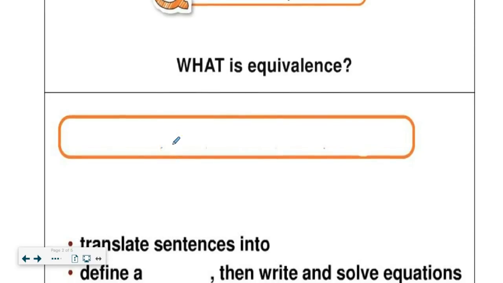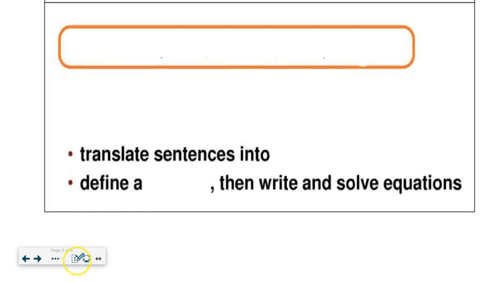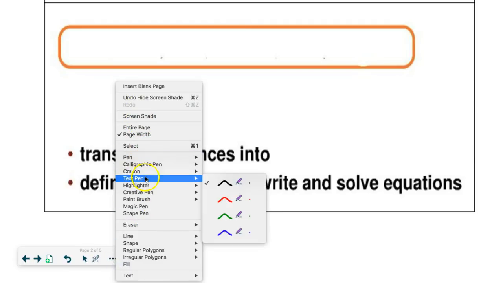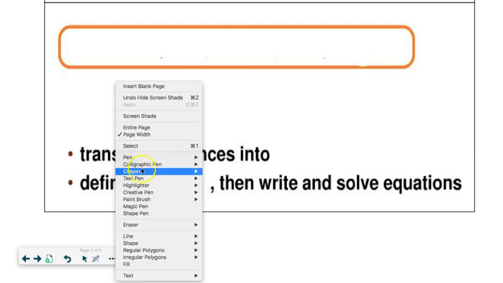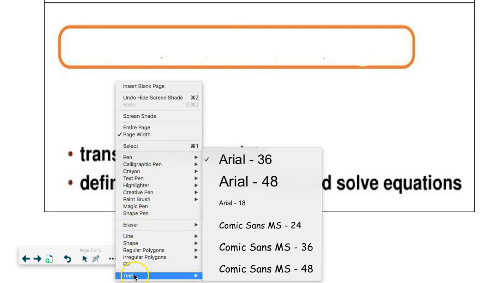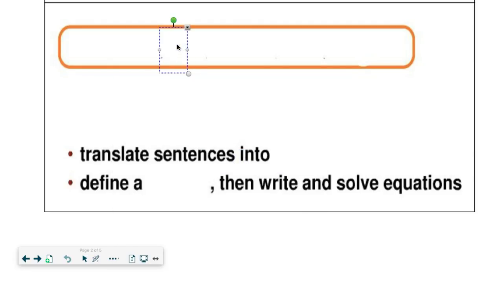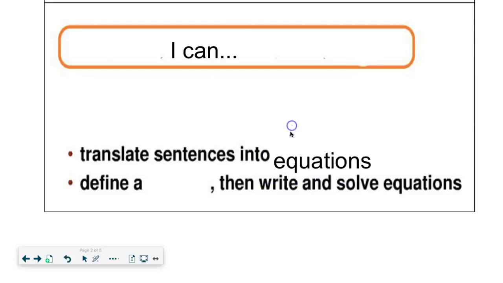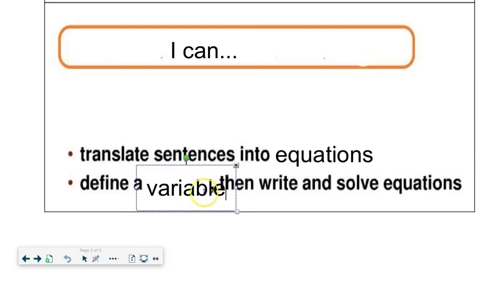Okay, so today, again, we're looking at equivalence, and specifically for 2-3, we're going to be looking at: I can translate sentences into equations. Sorry about that, it's getting late and I'm tired. So you're going to be able to take your sentence that is given to you, translate it into an equation, define a variable, and solve and write equations.